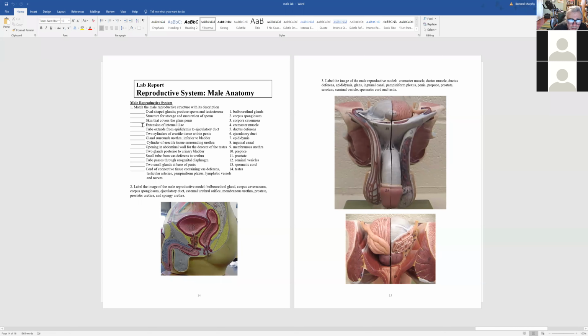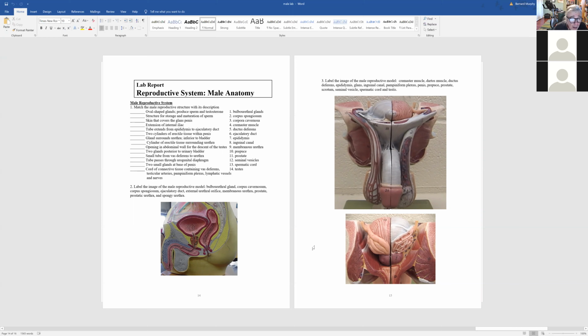I had to use process of elimination to figure this out, and the process of elimination says 4, the cremaster muscle. But extension of internal iliac, that's a blood vessel in your leg. So I don't know what they're talking about. This might be a typo. Anyway, the cremaster muscle, remember, is this thing over here that lowers or raises the testis depending upon the temperature. Okay, that's a strange one.